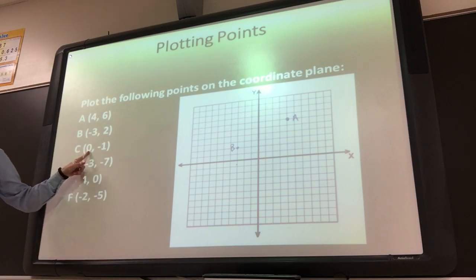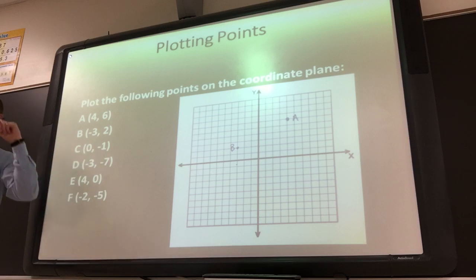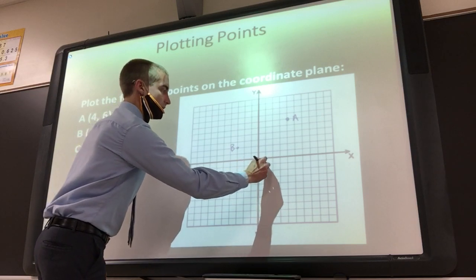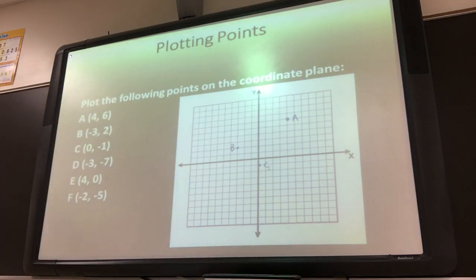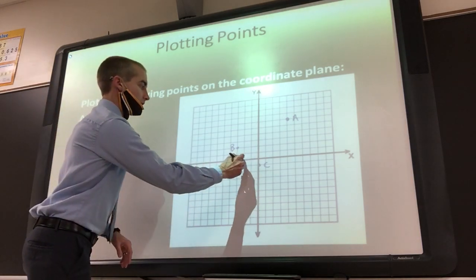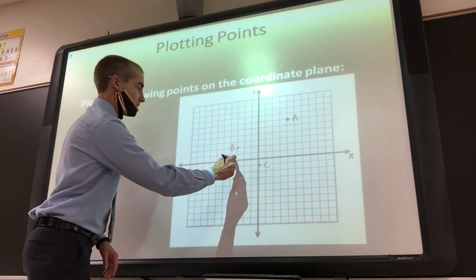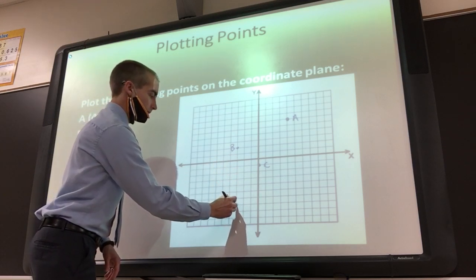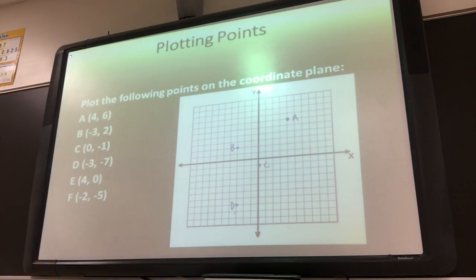C. 0, negative 1. Do I move anything on the x-axis? But what should I do? Down 1, yes. So x hasn't moved any, but I'm going to go down 1 to get the C. Okay, D, both are negative. So both are negative, I know I'm going to end up in quadrant 3. So I'm going to go left 3. And then negative 7 is going to be down 7. And that is point D.